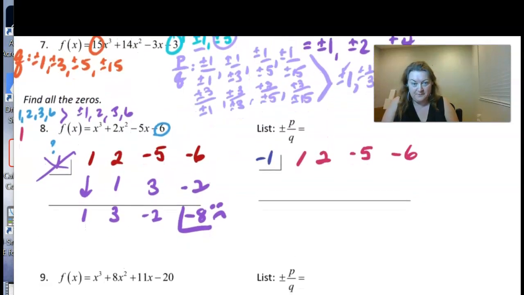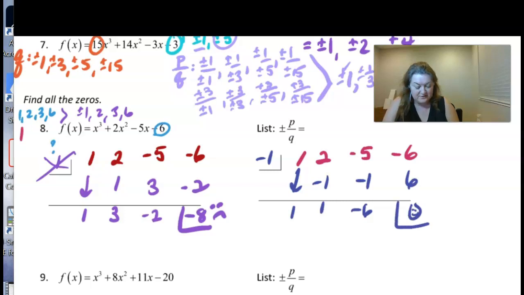All right, so here we go. Bring down the 1 as a first step. Multiply, we get -1. Multiply, we get -1. Multiply, we get 6. Hey, look at that. Smiley face. Remainder of 0, so this one actually works. So when they say find the zeros, what we know is that the number that we divided by actually works.